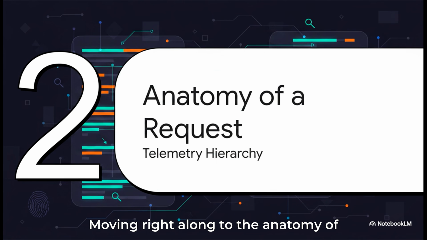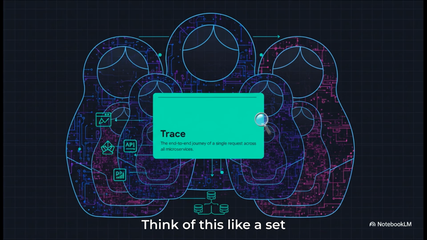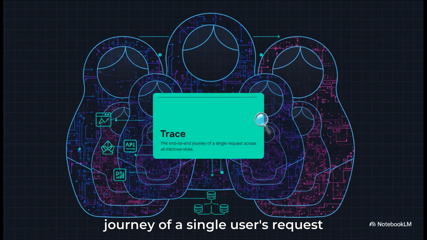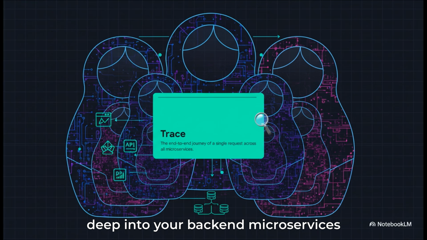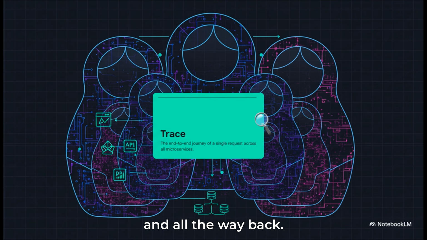Moving right along to the anatomy of a request, the telemetry hierarchy. Think of this like a set of Russian nesting dolls. The biggest doll, that's the trace. This is your macro-level view. It tracks the entire end-to-end journey of a single user's request as it traverses across your architecture. A user clicks buy, and the trace follows that exact action from the front-end browser, straight through your API gateway, deep into your back-end microservices, and all the way back.